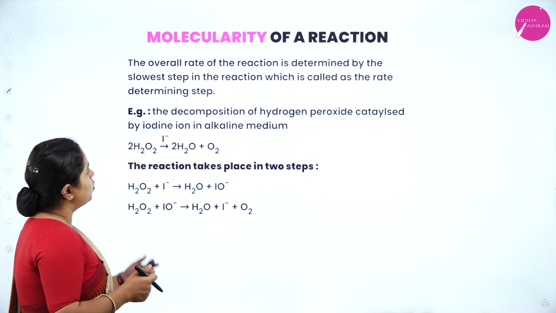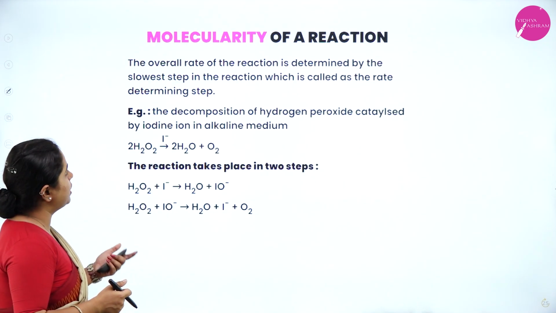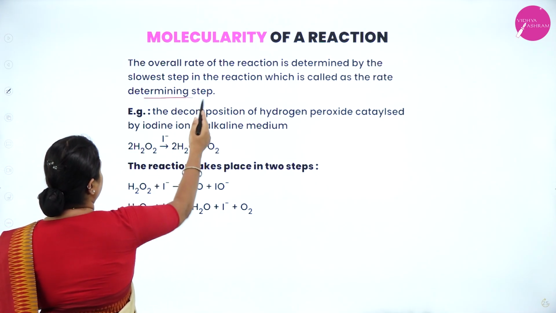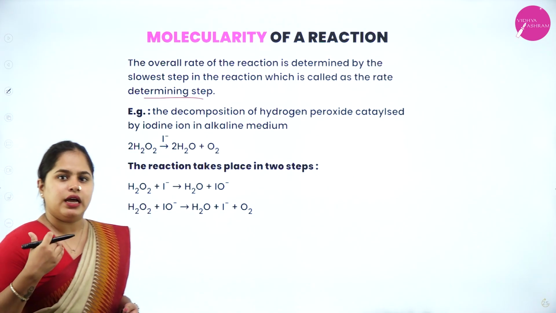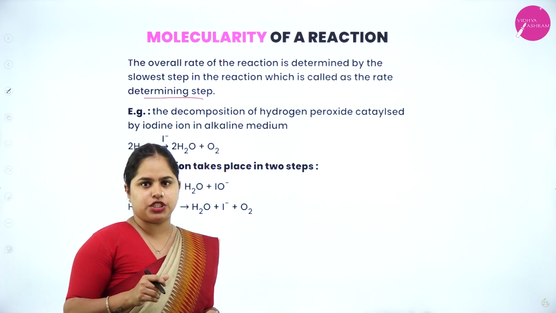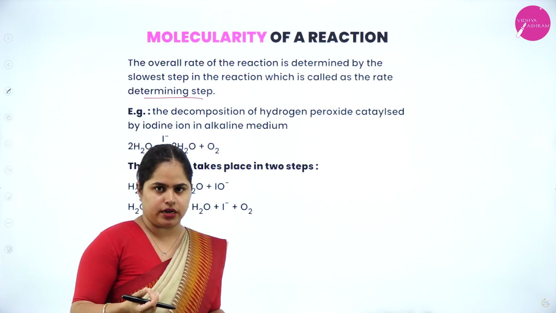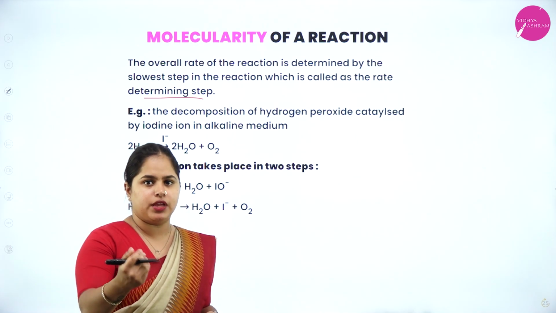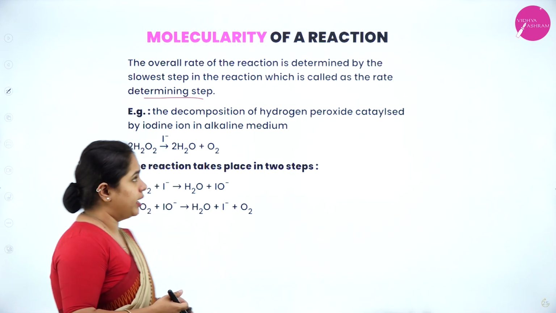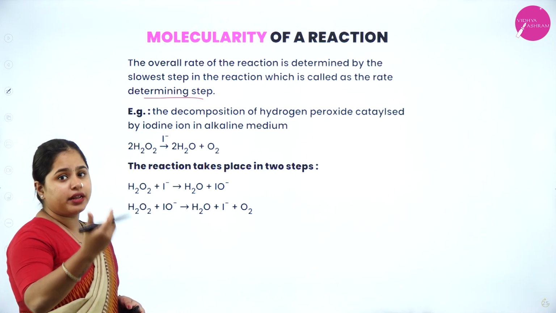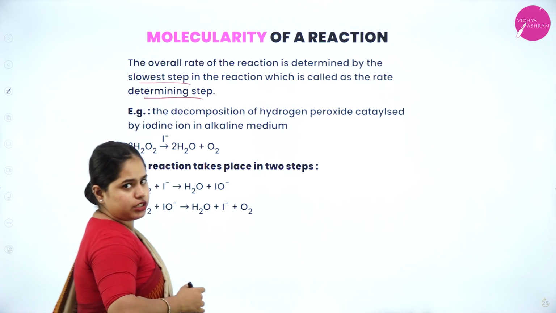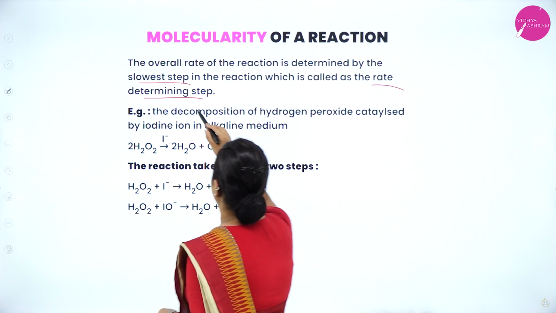Okay, so now the overall rate of the reaction is determined by the slowest step in the reaction, which is called the rate determining step. So what does this mean? As I told you, for molecularity, in an elementary reaction, we can say how many reacting species are there. If there is more than one step, that is, if it is a complex reaction, with more than one elementary reaction, then the overall rate of the reaction is determined by the slowest step in the reaction, which is called the rate determining step.